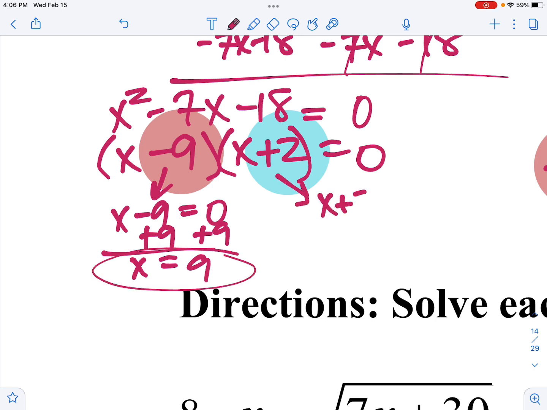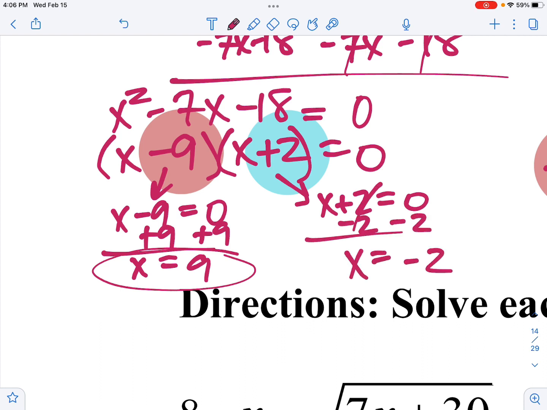Over here I'm going to do x plus 2 equals 0. That means I minus 2 on both sides. x equals negative 2. Those are my two answers.